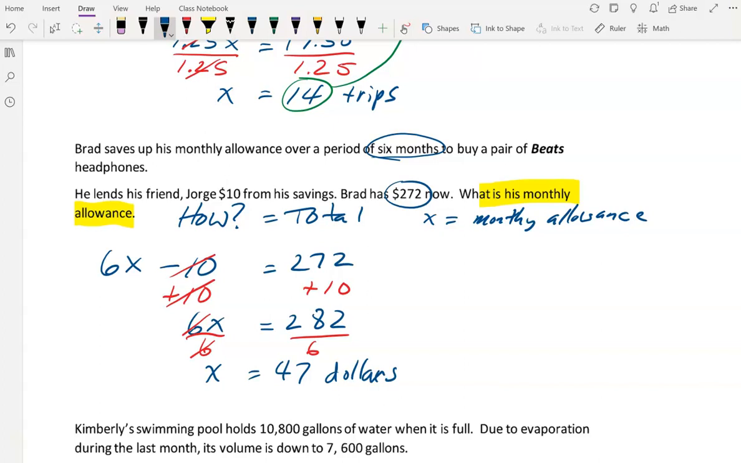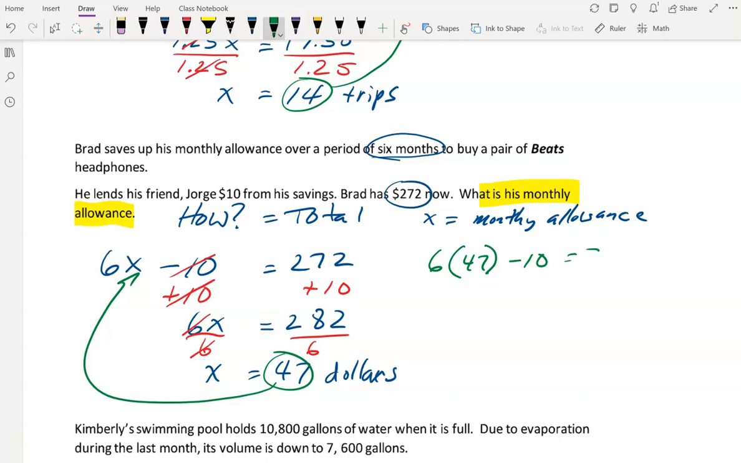Now, if we want to know if that's correct, we can take that $47 amount, put it back into our original equation for x, and say, all right, is 6 times 47 minus 10 272? And I would highly recommend that you do the check to make sure that your answer is correct, because you never know. We all make mistakes. I've made a few, not many, but a few.